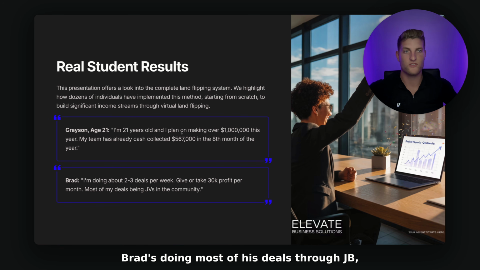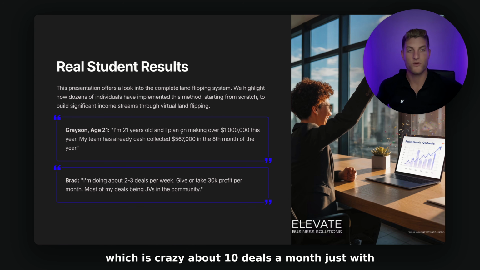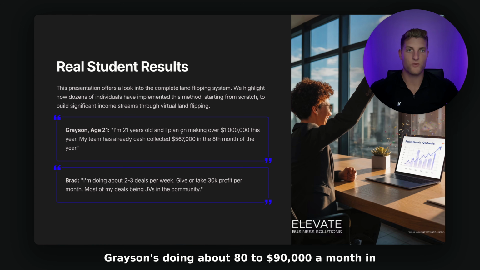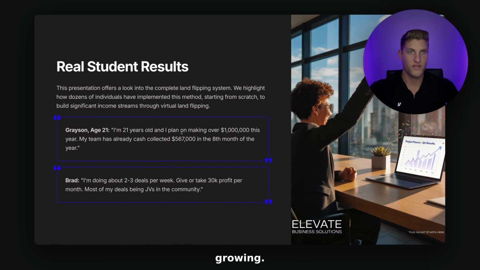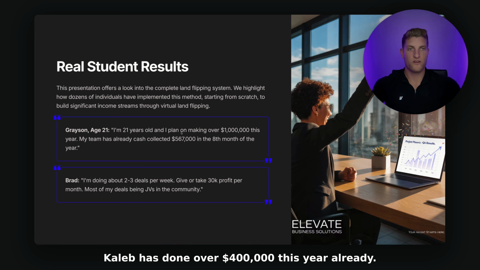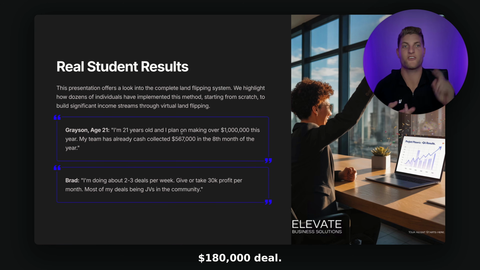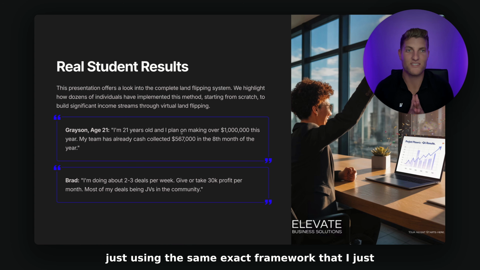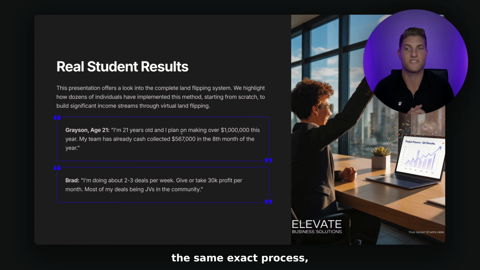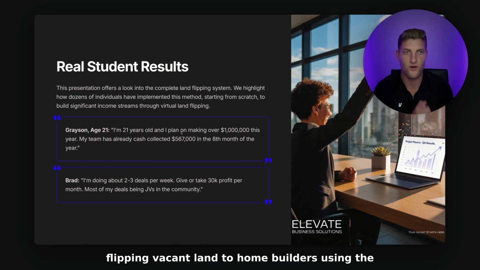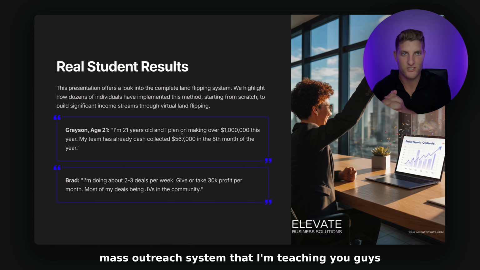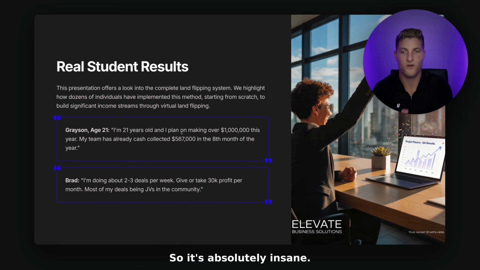Brad's doing most of his deals through JVs, doing about 30K a month, which is crazy. About 10 deals a month just through the community. Grayson's doing about $80,000 to $90,000 a month in profit every single month and growing. And Caleb has done over $400,000 this year already. Started in high school, closed a $150,000 deal, $180,000 deal. And again, just using the same exact framework that I just showed you there. The same exact process. Flipping vacant land to home builders using the mass outreach system that I'm teaching you guys here. So it's absolutely insane.